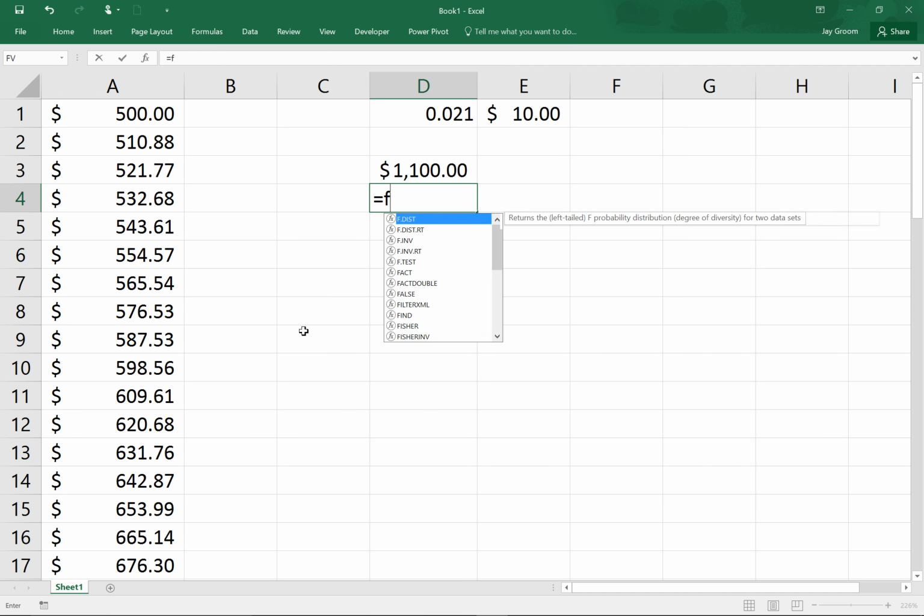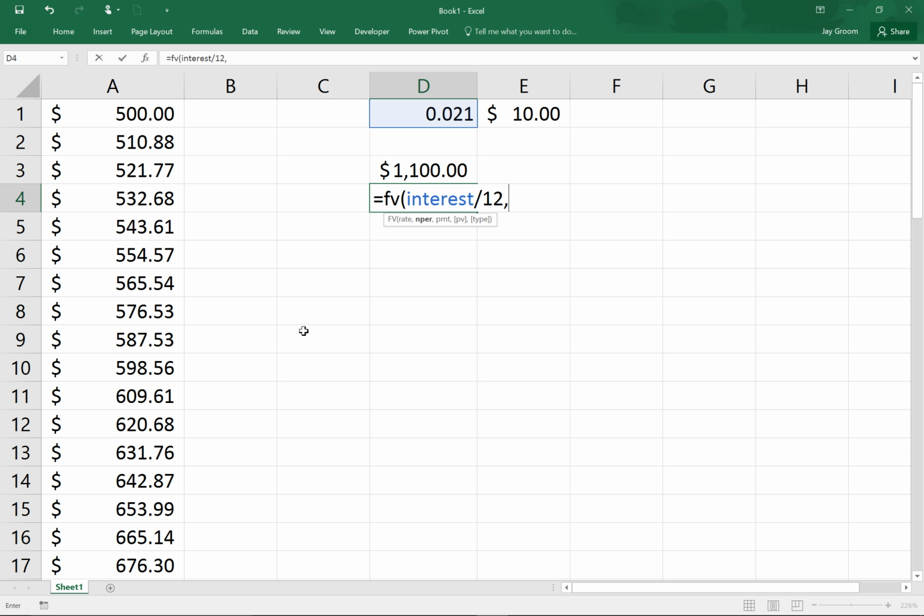And again, I could have used future value here. So the rate is this guy. Don't forget to divide by 12, comma, 60 months, comma, payment is $10, or you can just click on that guy right there, comma, present value, negative A1. Oopsie daisy. Gonna make the deposit negative too.